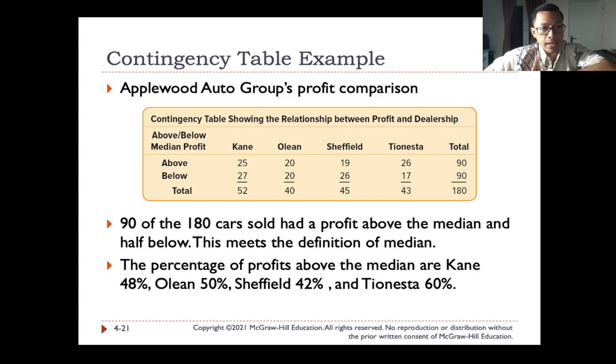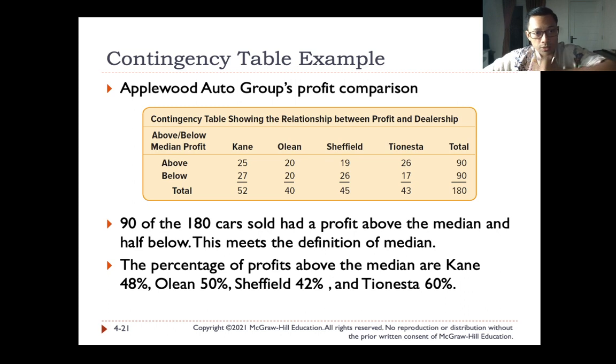So let's take a look at Applewood Auto Group's profit comparison. Again, profit is a ratio variable. What you can do is convert the profit into an ordinal variable, in this case above and below. We can also have a contingency table or a cross tabulation between above and below median profit by dealership. Given that it's the median, 90 of the 180 cars sold will have a profit above the median, and 90 will have a profit below the median.